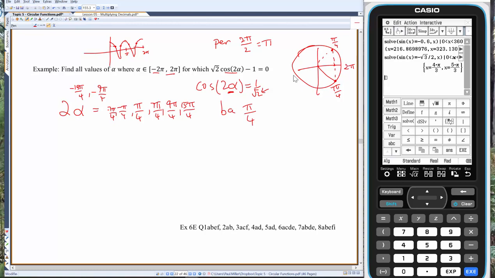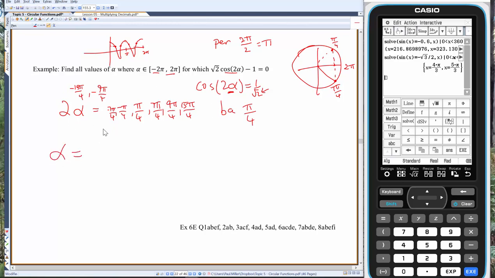So if I went forwards, I'm going to generate the positive ones. And if I go backwards, I simply do the same thing. The only thing is I go negative. The negative indicates going in a negative direction. So I've solved for 2 alpha there. What I need to do is solve for alpha, so each of these solutions are going to get divided by 2.